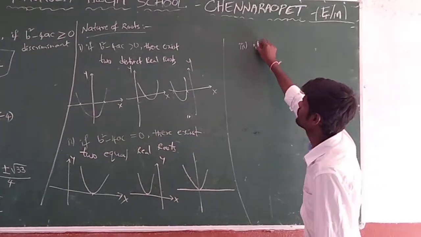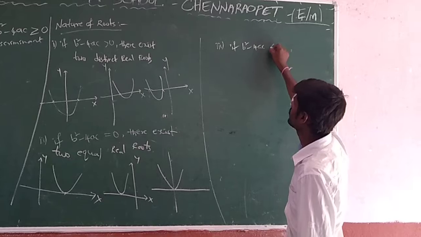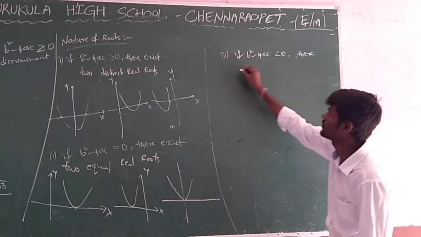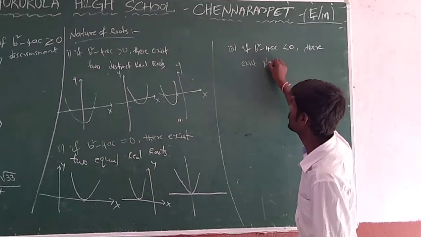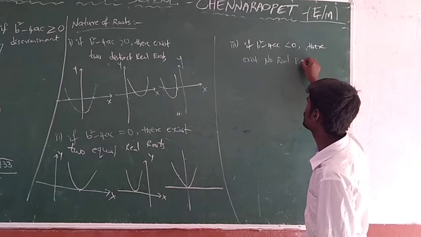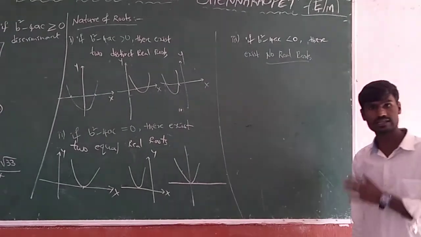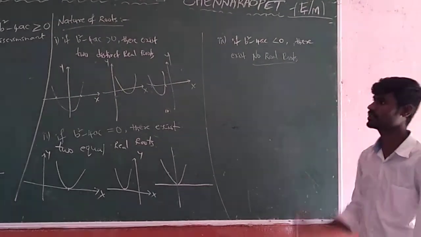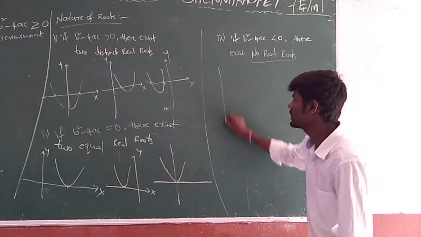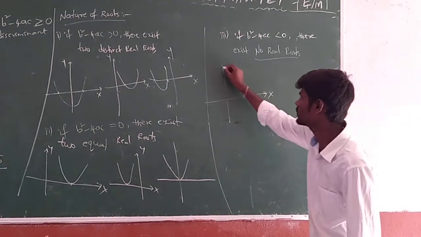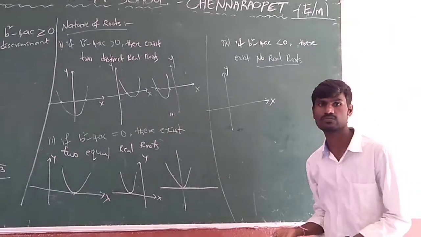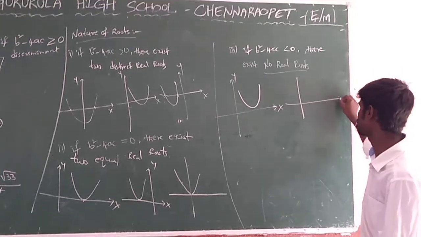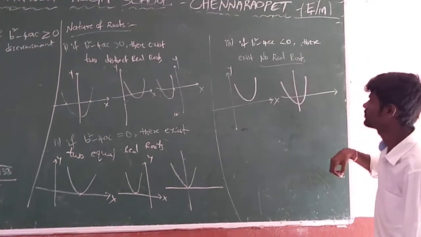If b square minus 4ac is less than 0, in that case there exist no real roots. Important: no real roots means there are no roots in the real number system. In the imaginary number system they exist, but in the real number system no roots. In that case the curve of the quadratic equation won't touch the x-axis. It may be in this form or in this form.